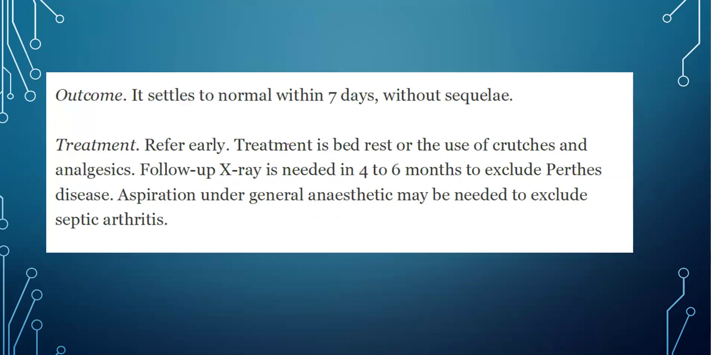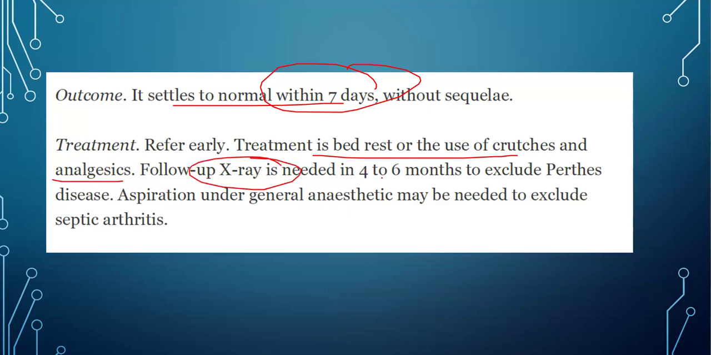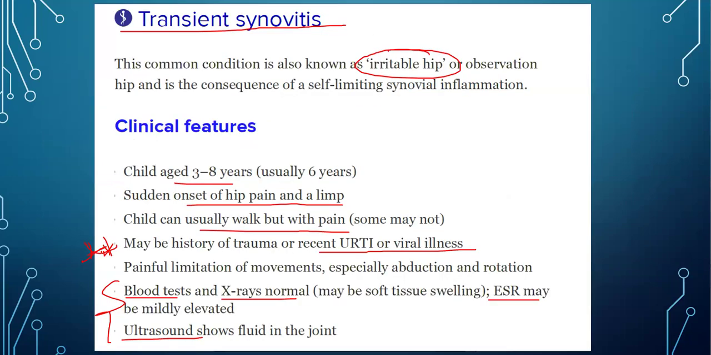So if this is quite normal, there is nothing we need to do about it. Just reassure the patient and it will get better within a week. Treatment is bed rest, use of crutches and analgesics, but you need to do a follow-up X-ray in 4 to 6 months to make sure that this is not Perthes disease. Okay? Now, the problem in the exam is this.